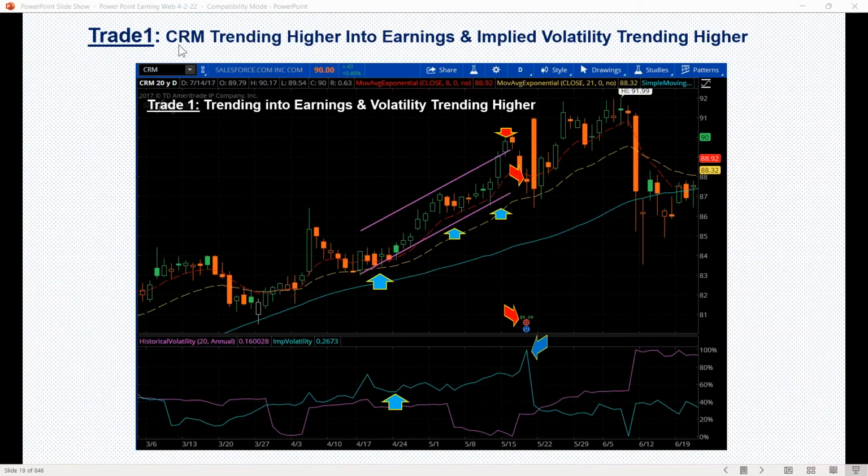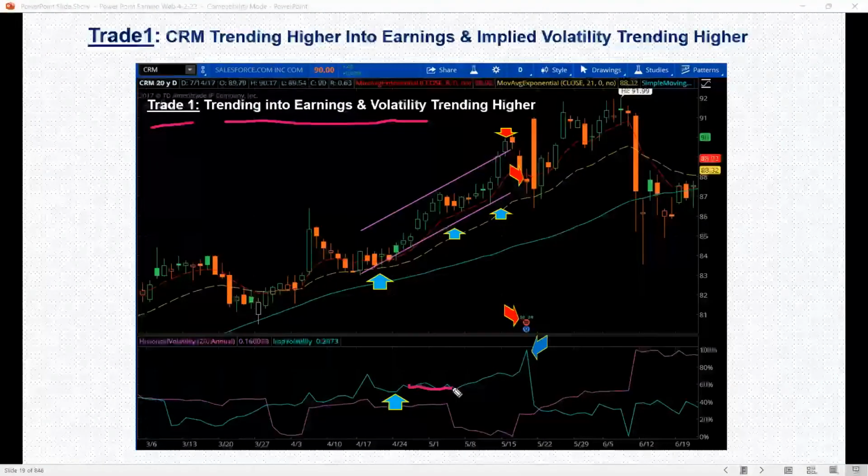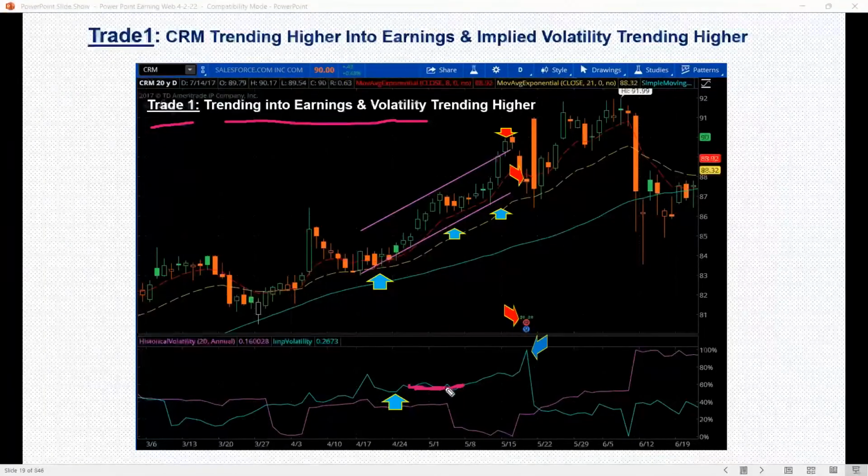So this was CRM, and it actually had all three trends going into its earnings announcement. So you can see trend one is pre-earnings. Trade one would be trending into the earnings date or earnings release. So what you'll see is your volatility increases. Here's the implied volatility, that blue line, and you can see it's trending up.